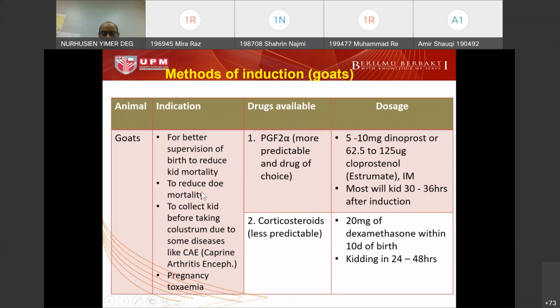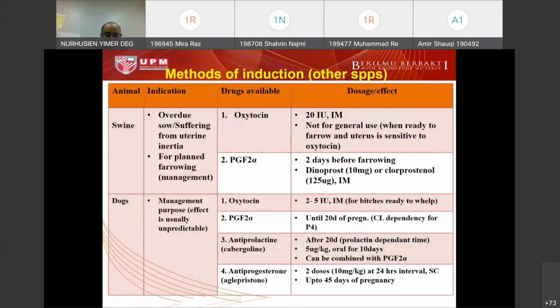Of course, it is also done to reduce doe mortality, because if you allow them to randomly kid, to perform the birth, they may be stepping one over the other with the newborn babies around. But if you are there in a controlled manner, knowing the time of parturition, then you can minimize the loss that can come from this lack of management.